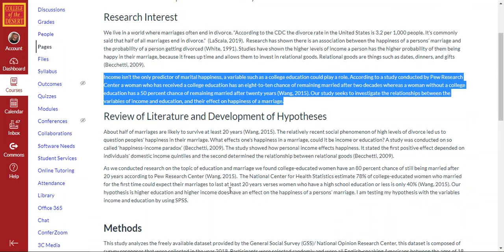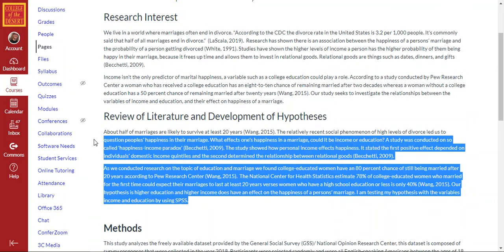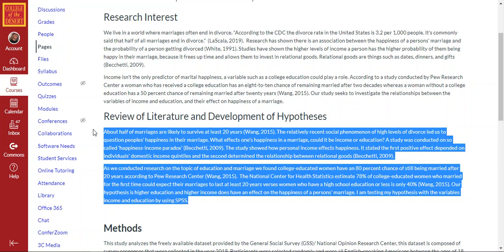This second part is going to be sort of the literature review, a little bit more of the literature review and the development of their hypothesis. So you're going to want to be talking about your particular research interest. For instance, when this student was talking about income and happiness in marriage, talk about how one leads to the other.